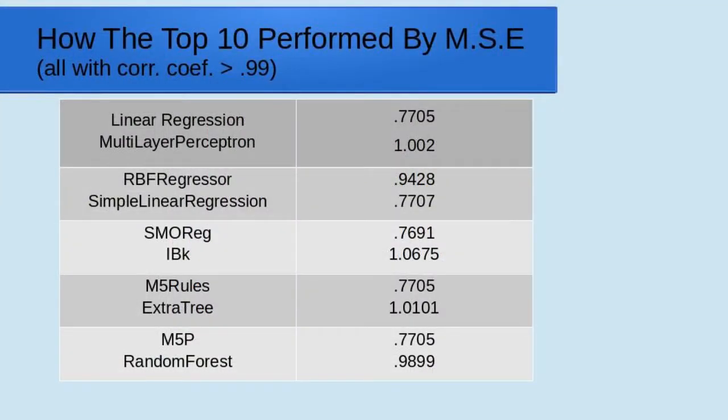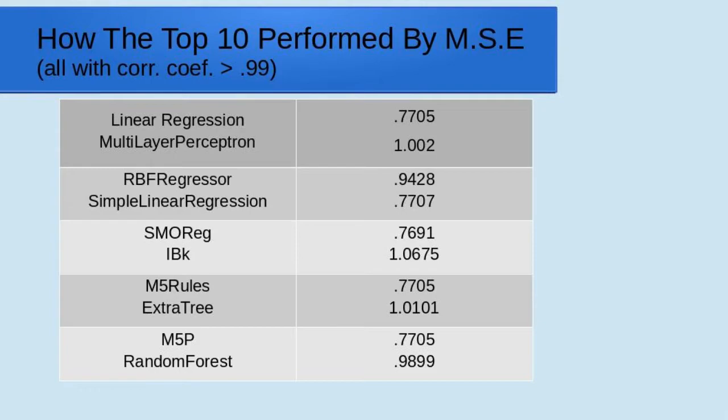Okay, now that's done, and let's take a look at how the top 10 performed by the mean squared error. All of these top 10, and most of the classifiers returned a correlation coefficient greater than 0.99, so we'll just look at the mean squared error. The winner is SMO reg or SMO regression with the value of 0.7691.